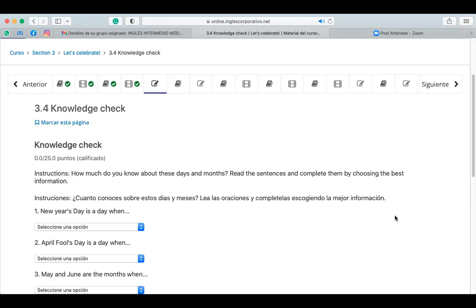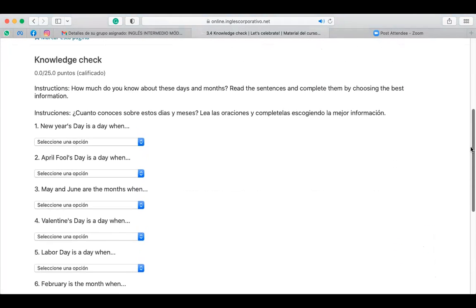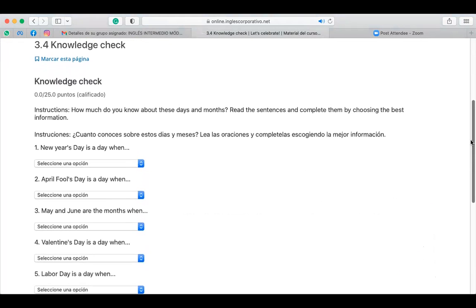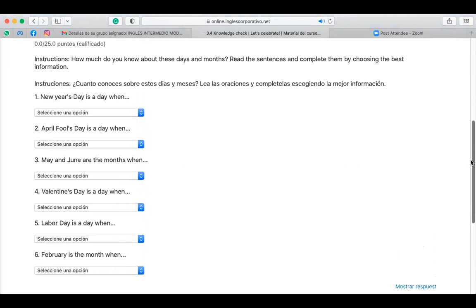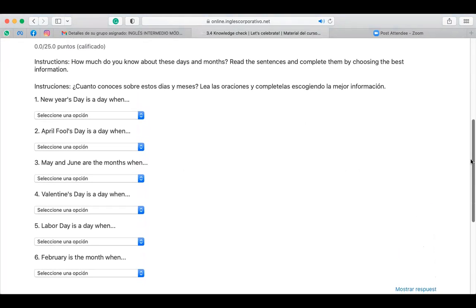Any other question? No? Okay, we are having a knowledge check. New Year's Day is a day when, April Fool's Day is a day when, May and June are the months when, Valentine's Day is a day when, Labor Day is a day when, February is the month when. So do you know what is Labor Day?